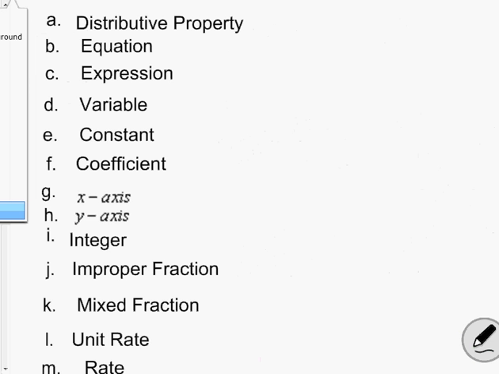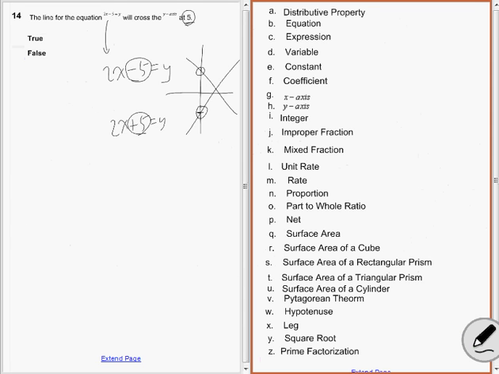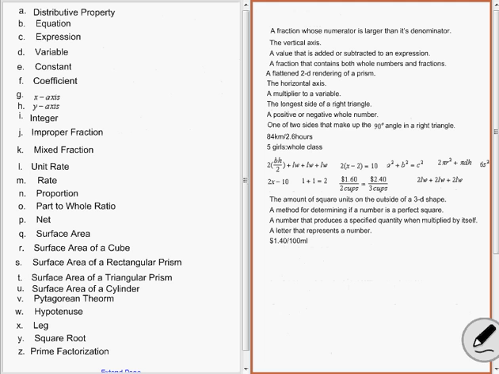Let's go to dual page display. All right. Now, for the next part, we have our vocabulary words. And I'm going to do my best here to match them up. Distributive property. Actually, hold on. Let's do it a different way. I'm going to press pause and match them up for you. It's going to be quicker.